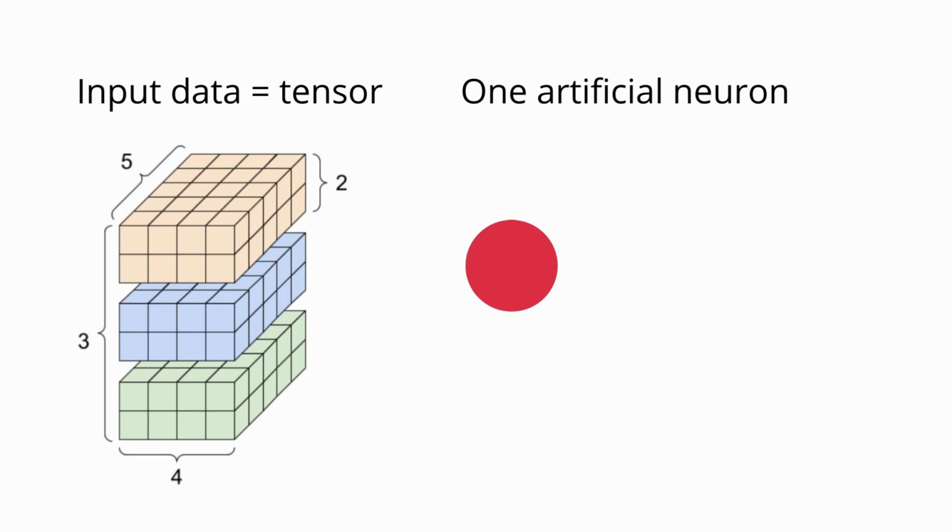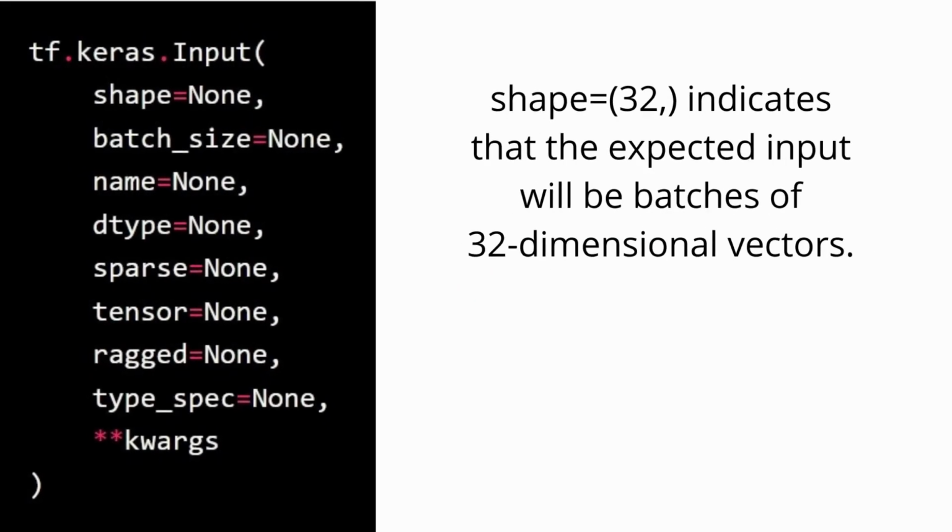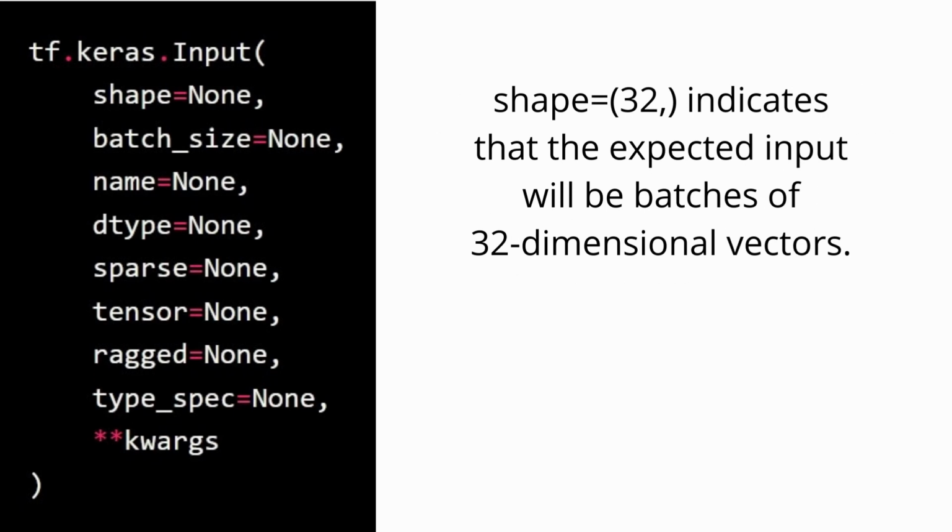If you switch now, because you want to calculate this, we are doing this so that you can code. You have tensorflow.keras.Input, and you see the first parameter you have to set is the shape of the tensor that you expect as an input. Let's say you have a 32-dimensional vector. A vector, you remember, is a rank 1 tensor. And you say shape equals 32, comma, nothing, parenthesis closed. This indicates that the expected input is batches of a 32-dimensional vector.